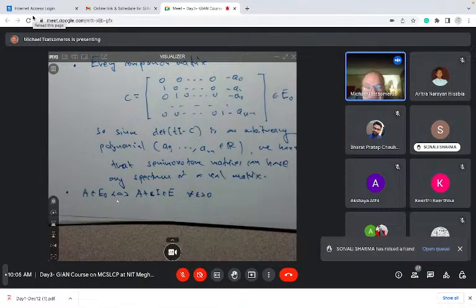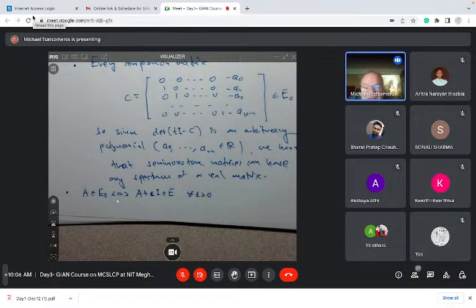Yeah, let me think a little bit about it. You're right. We've imposed a condition here, so that a sub n minus 1 is less than or equal to 0, right?